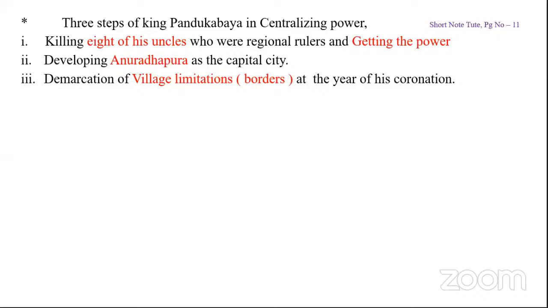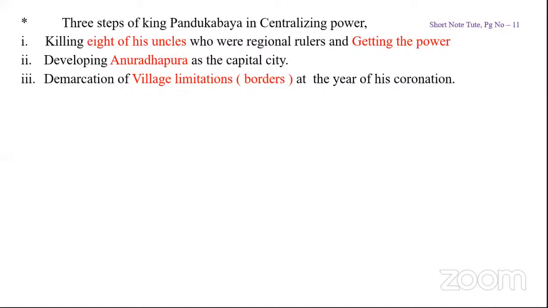They were regional rulers. In centralizing power and in getting power, he killed 8 of his uncles. So killing 8 of his uncles who were regional rulers is one of the main steps in his centralization of power. He was the first ruler who centralized power around him, and he developed Anuradhapura city as the capital city, including all the city components which are needed for a capital city. And demarcation of village limitations. Why? For a proper regional administration. Villages were separated, towns were separated, demarcation had been done.